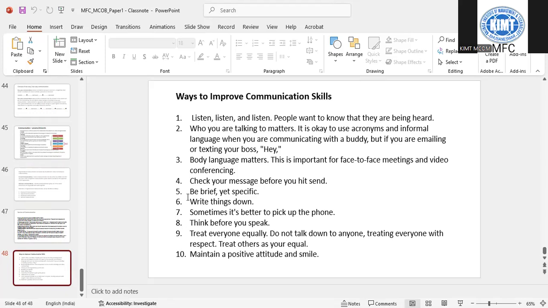Whether you improve your communication skill or not depends on your attitude and your positiveness. What do you think? So these are the ways where you can improve your communication skill.